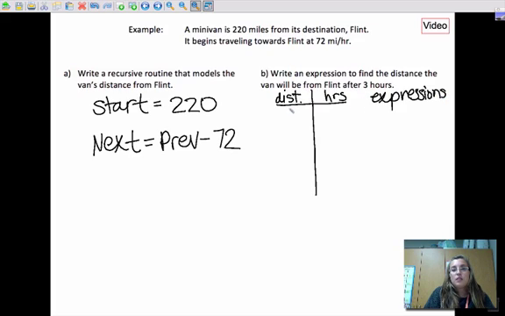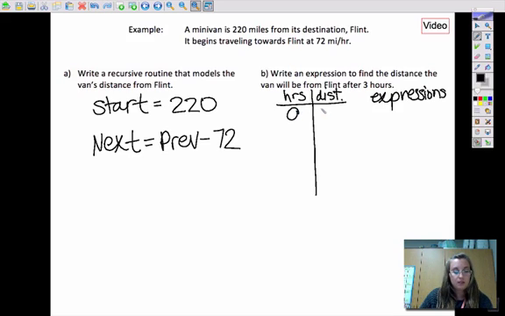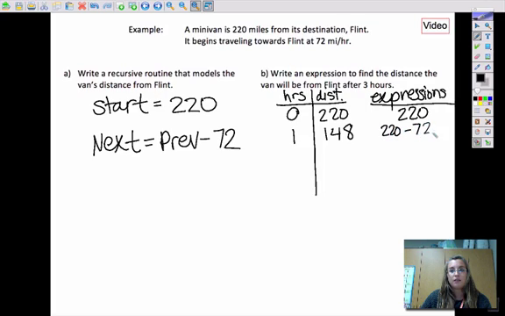Okay, so distance at 0 hours, let's flip those around, I'm sorry. All right, at 0 hours, we are at 220. So that's just the starting value at 220. There's really no expression that we can do for that. We haven't done any work yet. After 1 hour, we're 148 miles away, and how I got that was I took 220 and I subtracted 72, okay, for the 1 hour.